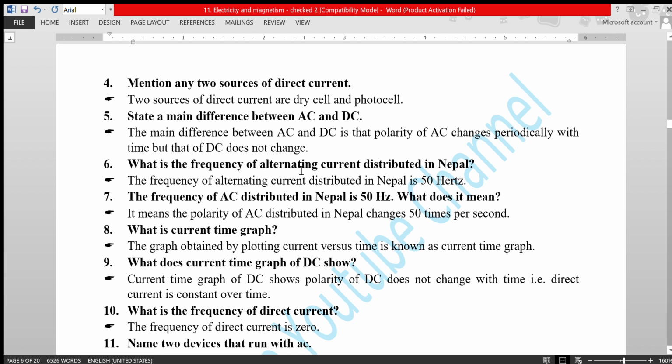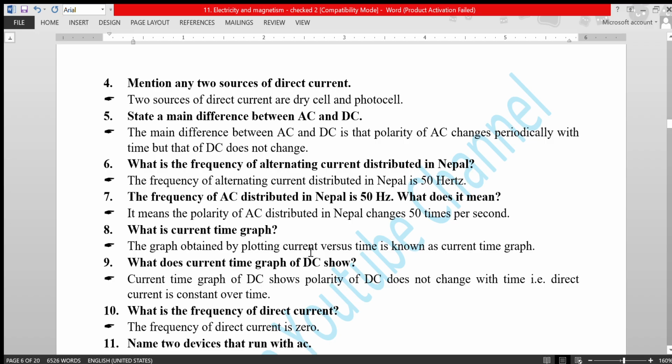What is the frequency of AC distributed in Nepal? The answer is 50 Hz. The frequency of AC distributed in Nepal is 50 Hz. What does it mean? It means the polarity of AC changes 50 times per second.